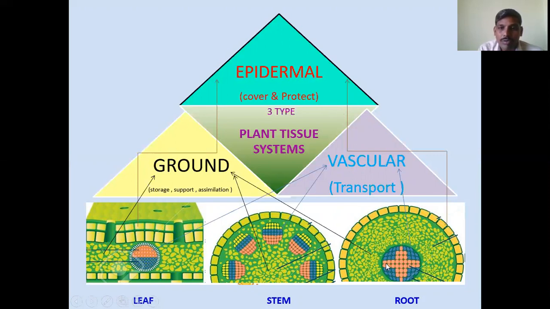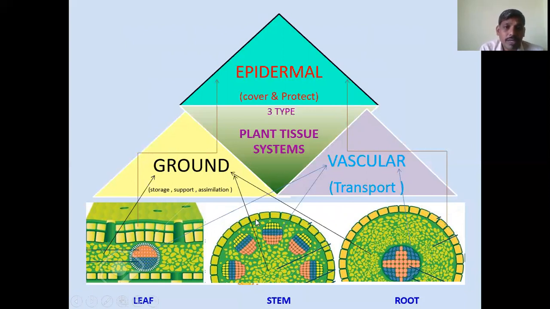And the central core of the root or stem, or the middle part of the leaf, is composed of two types of complex tissues, that is xylem as well as phloem, which are meant for transporting water and solutes as well as minerals. This core part of the root and stem makes the vascular tissue system, which is meant only for transport.